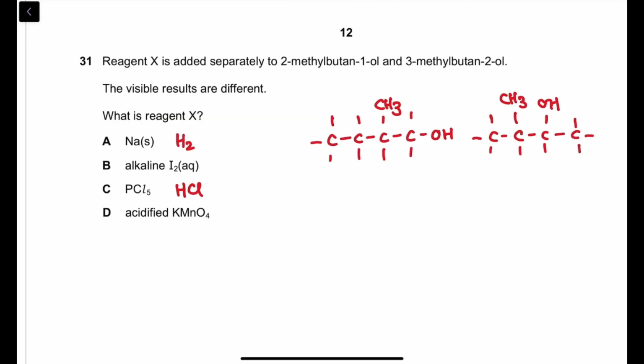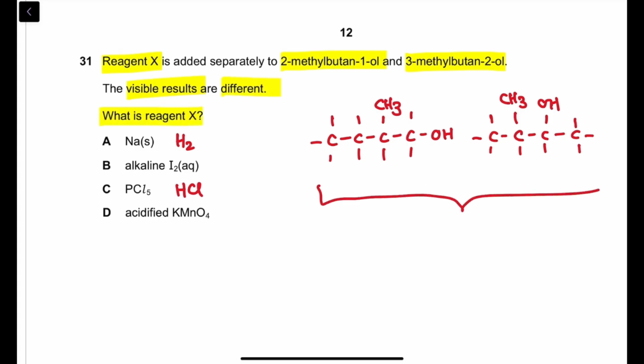Question number 31. Reagent X is added separately to 2-methylbutanol and 3-methylbutanol. The visible results are different. What is reagent X? I've drawn out the structures right here.